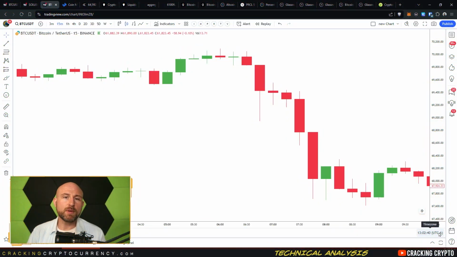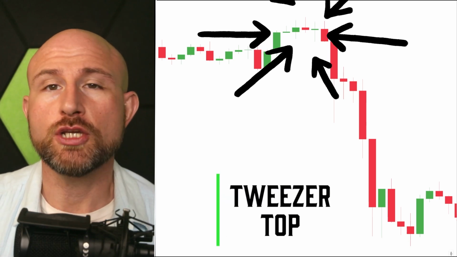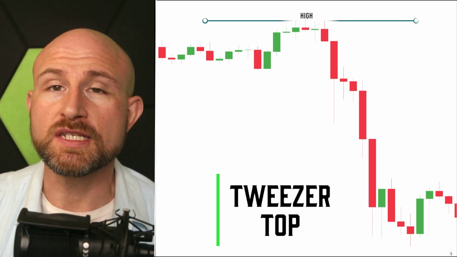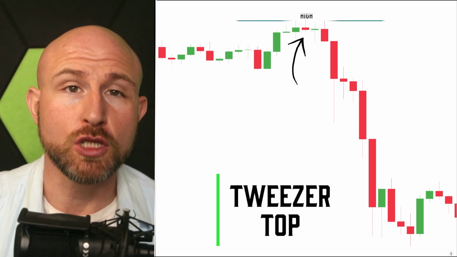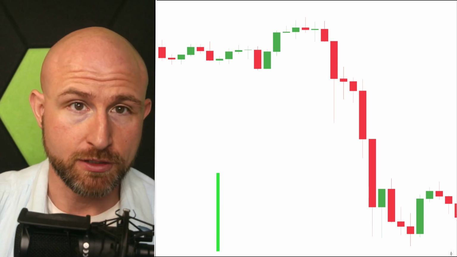The tweezer top pattern is the opposite of the tweezer bottom. This pattern forms when two or more consecutive candles share the same or approximate high. This is stronger if the second or subsequent candles close lower than they open, and stronger still if they are larger bearish candles.